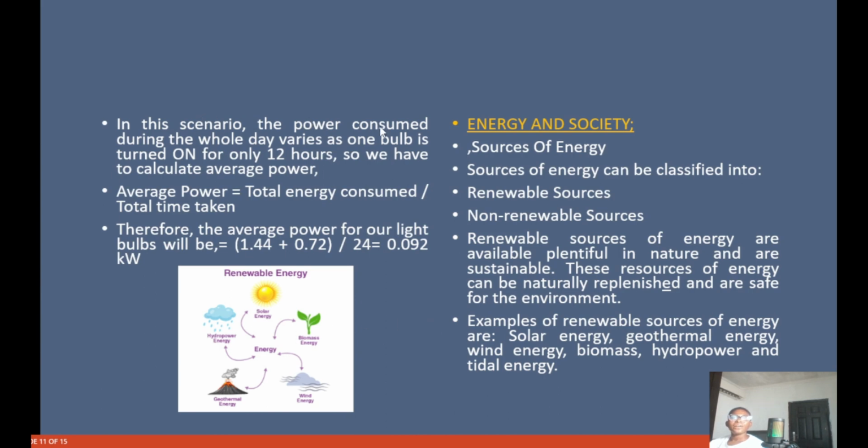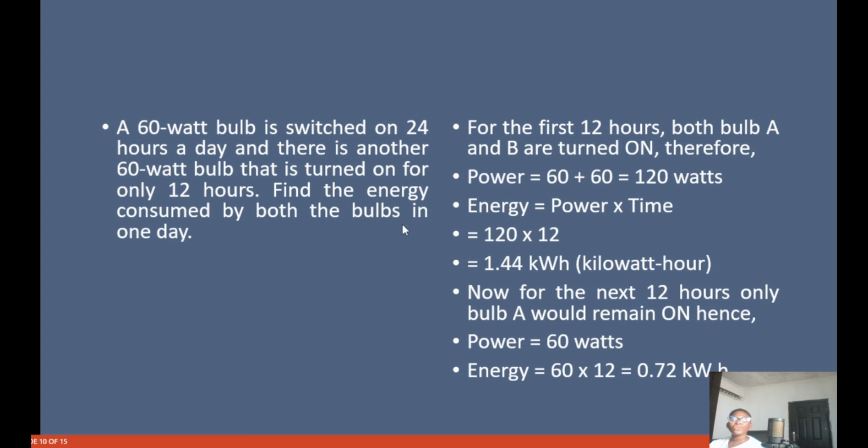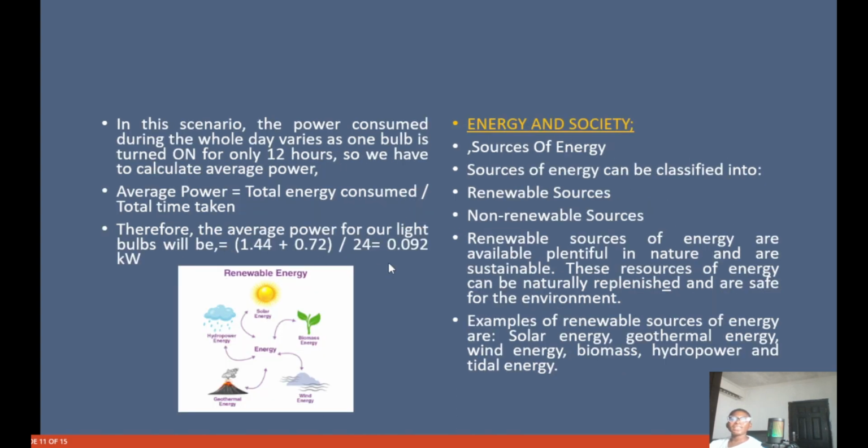So in this scenario, the power consumed during the whole day varies as one bulb is turned on for only 12 hours. So we have to calculate the average power. Average power is total energy consumed divided by total time taken. Therefore, the average power for our light is, you add them together, divided by 24 hours. So 0.094 kilowatts per day, because we were asked to look for the amount of energy consumed in a day. So that is it.